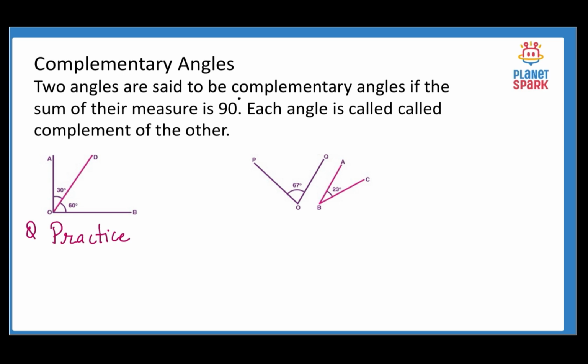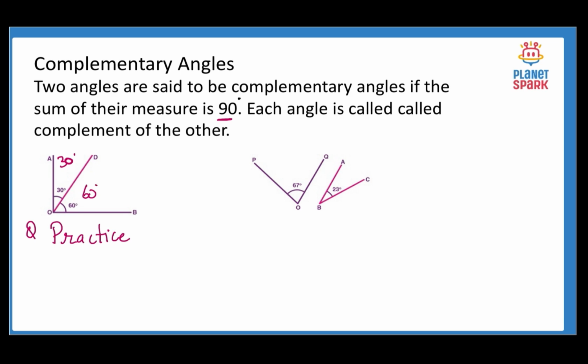Two angles are said to be complementary if the sum of their measure is 90 degrees. If I'm having two angles of different measurement, I add them, the sum is 90 degrees, then each angle is called the complement of the other, and together the pair of angles are called complementary angles.